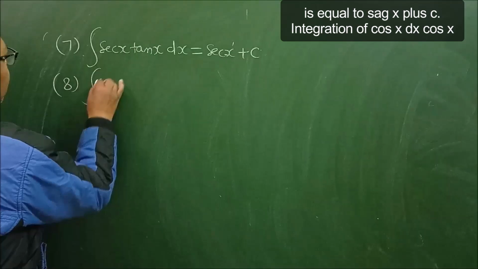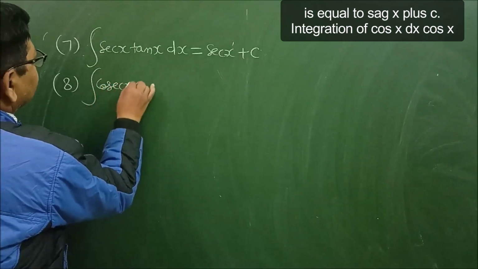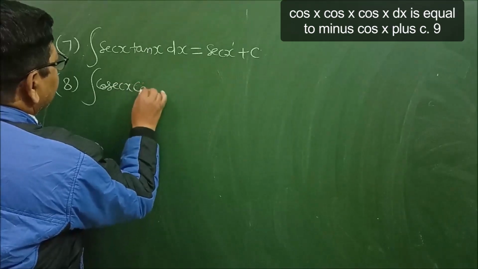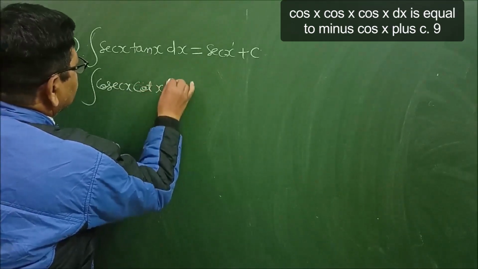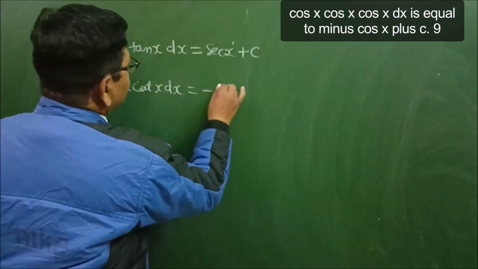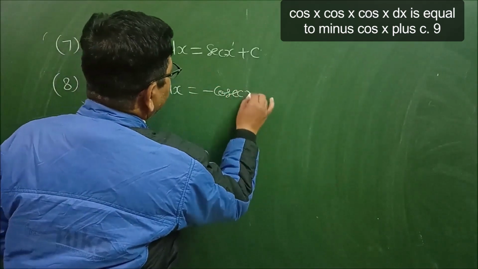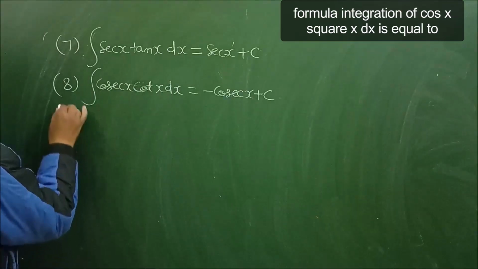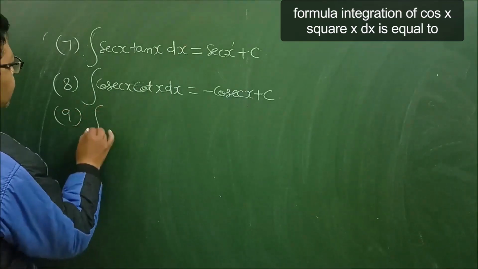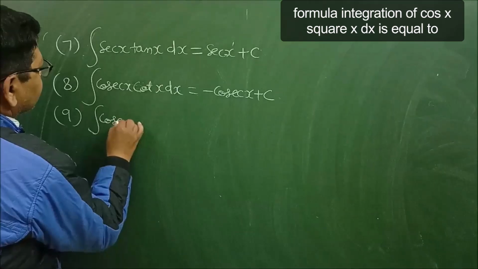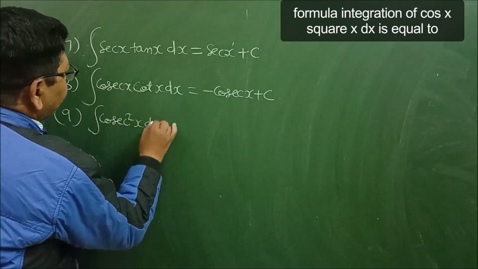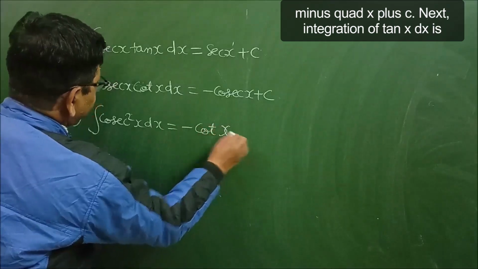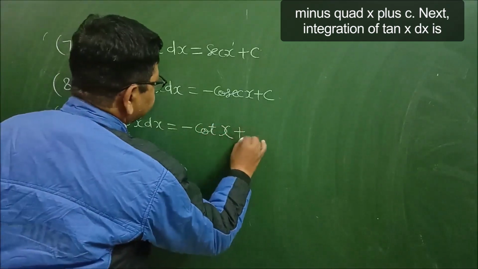Integration of cosec x cot x dx is equal to minus cosec x plus c. 9th formula, integration of cosec square x dx is equal to minus cot x plus c.